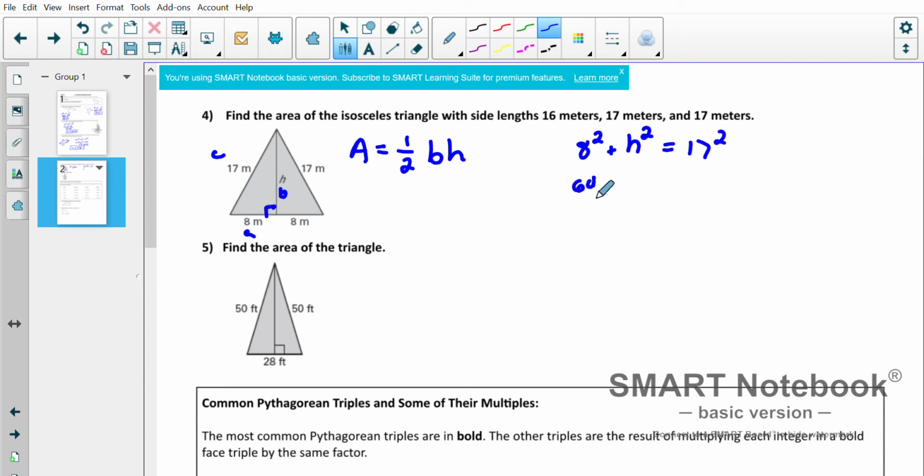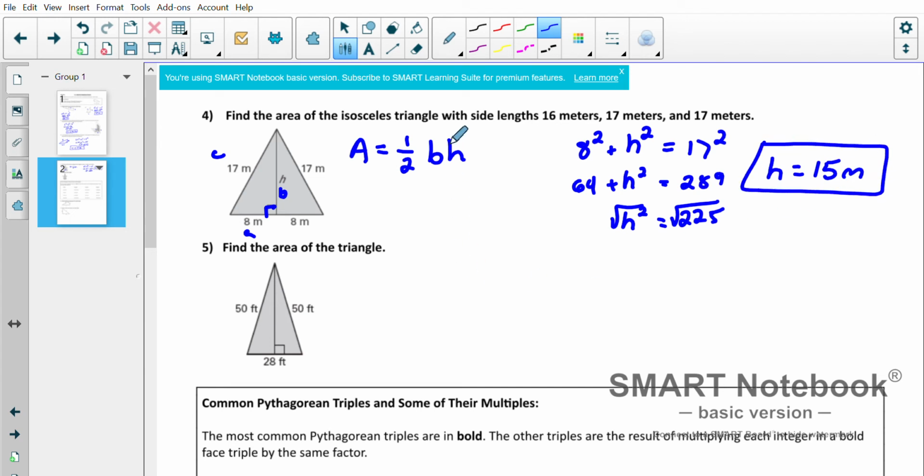So 64 plus h squared is equal to 17 squared, which is 289. Go ahead and subtract 64 from both sides to get h squared is equal to 225. When you take the root of both sides here, we get the height of this triangle is equal to 15 meters. So now we know the height is 15. We still want to find the area, so I can now use the base of the isosceles triangle and the height of the isosceles triangle to find the area.